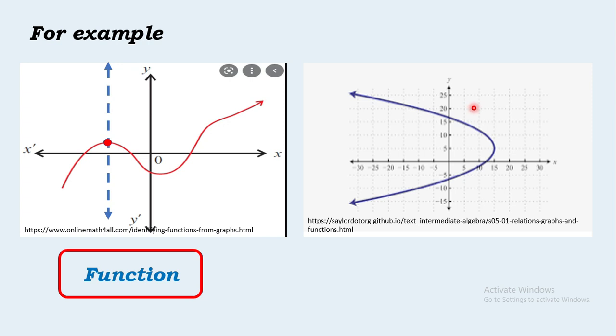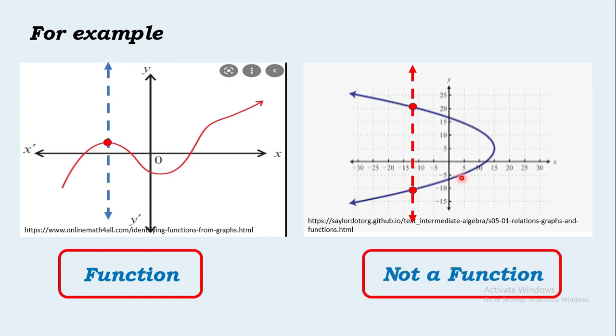And if we are going to draw a vertical line anywhere on this graph, just say, for example, this vertical line, we could say that this line will cross the graph at two points. So we have this point here and another point here. Therefore, the vertical line anywhere on this graph will cross at two points. So therefore, this graph is not considered a function.